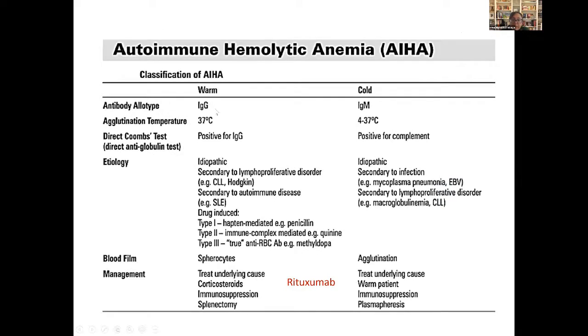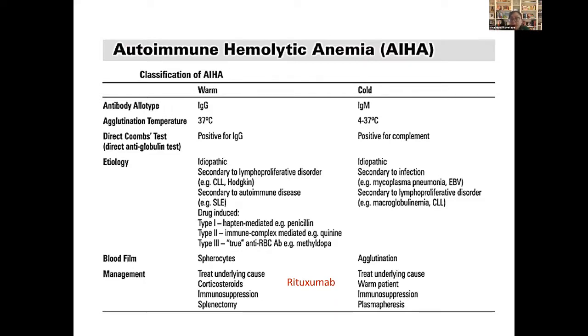In warm autoimmune hemolytic anemia, the pathogenic antibody is generally IgG, but can occasionally be IgA. And the temperature at which the agglutination happens is 37 degrees. If you do a direct Coombs, which is a test that looks for presence of antibody on the surface of red cells, it will be positive for IgG. About half of the cases are idiopathic, meaning that we really didn't find any underlying condition, although there could be disease associations such as other autoimmune disorders.